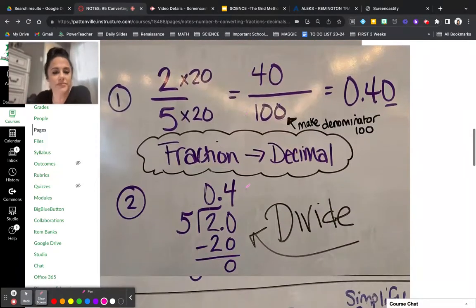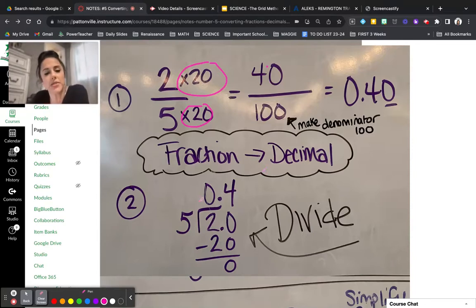Moving on. Here's some other ones. I had 5 as my denominator. And I know if I multiply 5 by 20, I get 100. So I have to multiply 2 by 20 and I get 40. So that automatically becomes my percent. So this would be 40%, right?